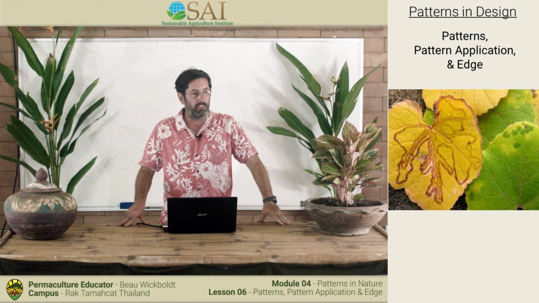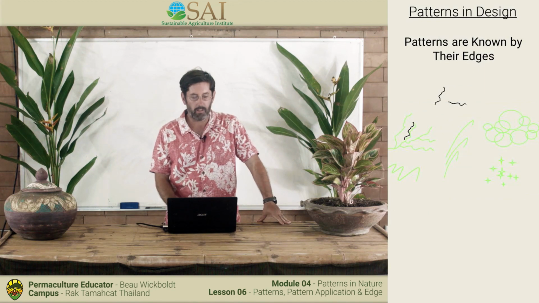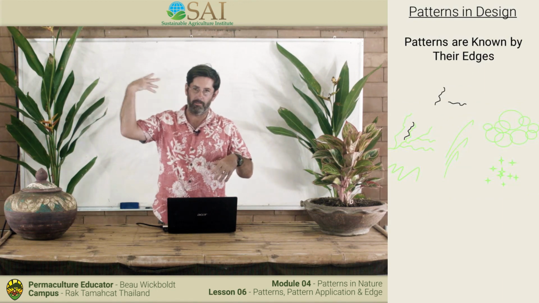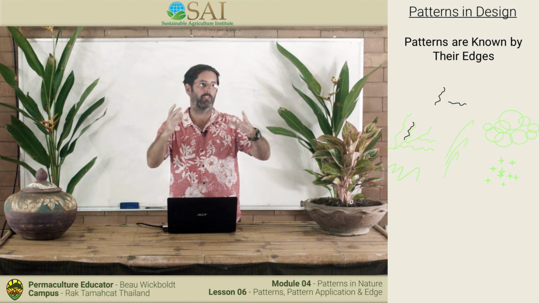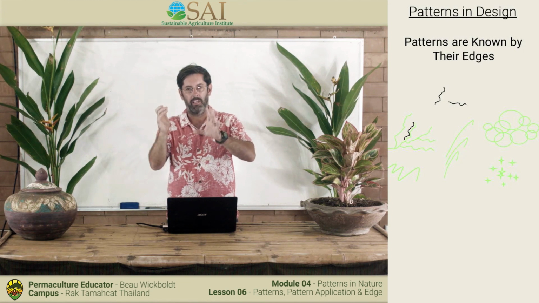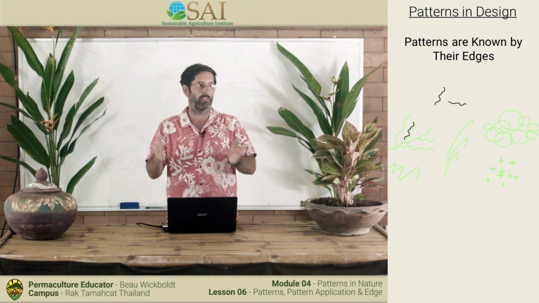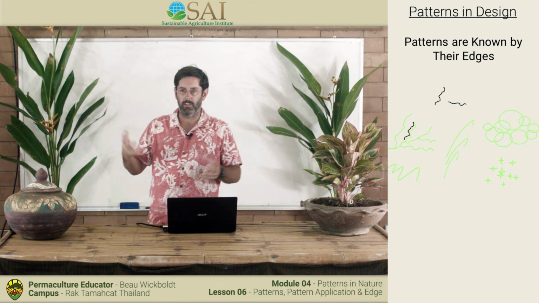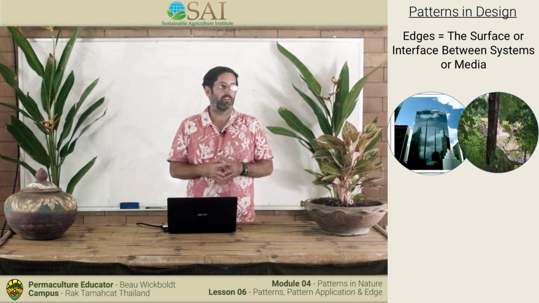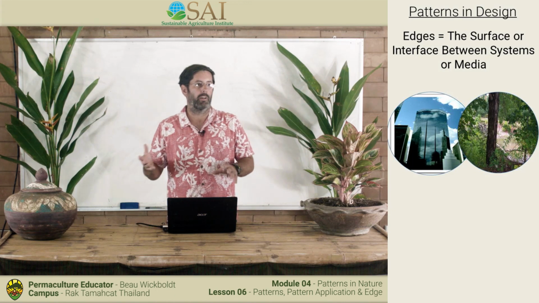Patterns, pattern application, and edge. So patterns are known by their edges. We can only see the patterns that we see here by the edges. If you remove the edge, functionally there's no pattern, there's no picture. So we utilize edge to help create the pictures that we see, and we can even distinguish between positive and negative spaces. So when we do that, we can see the overlap of certain patterns also.